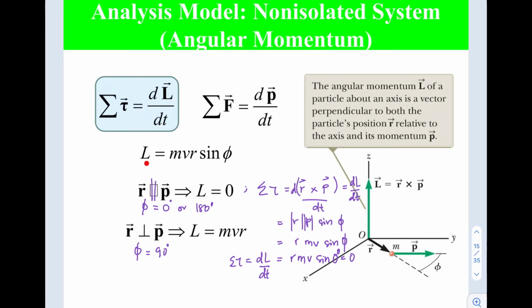Alright. And from here, what is our L in terms of magnitude? It is going to be mvr sine phi. Phi is the angle between V and R. Or here it is actually P, right? mv here is P.